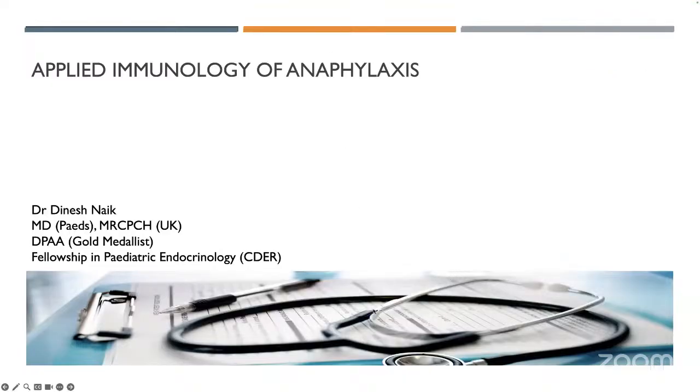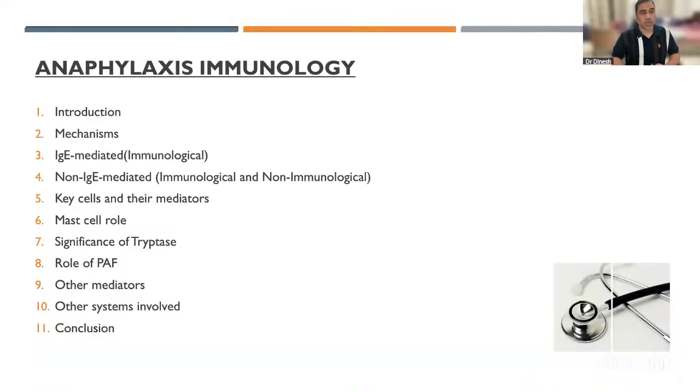So I will be talking about applied immunology of anaphylaxis. After the two excellent lectures, let's go to anaphylaxis now. What we are going to discuss today is what anaphylaxis is, the different mechanisms, the key cells and their mediators in anaphylaxis. Out of this, the main role of mast cells and the significance of tryptase, and also the role of PAF, the platelet activating factor. Most of these things are well established in clinical practice. Then we will go to other mediators and other systems involved, which are more experimental at present and may be extrapolated to clinical use later, and the final conclusion.